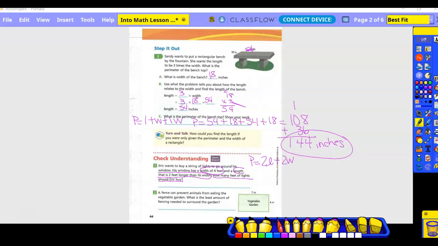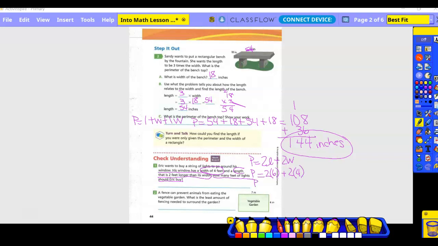Okay, so we're going to refill this in with our numbers. P equals, what is our length? It's 2 times, what's our length? Is it 2 feet? No, it's 2 feet more than the width. So what was the width? 4, right? So what's 4 plus 2? 6. So our length is 6 plus 2 times, what is our width? Is 4.